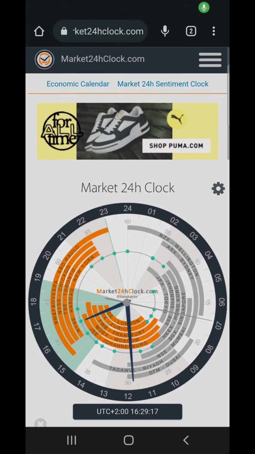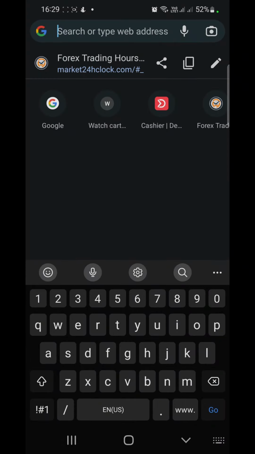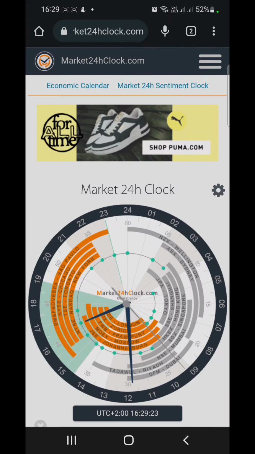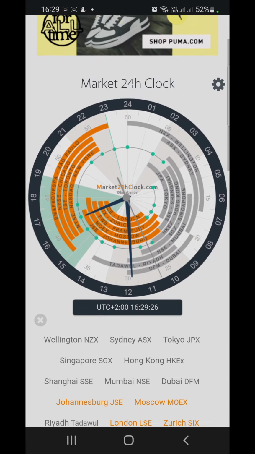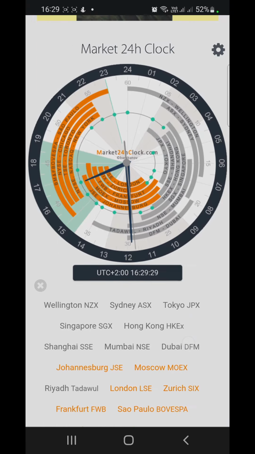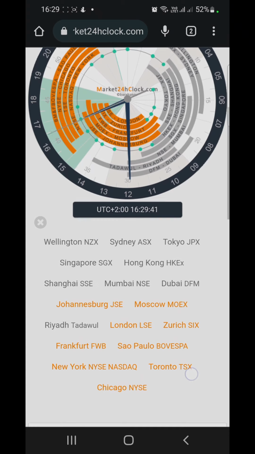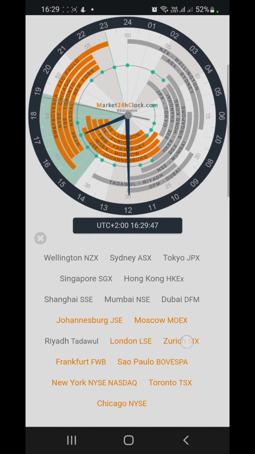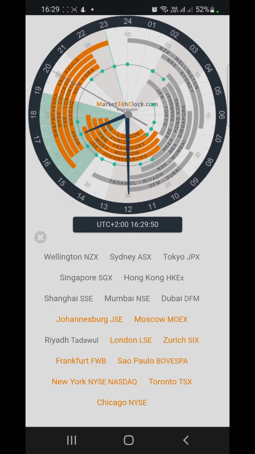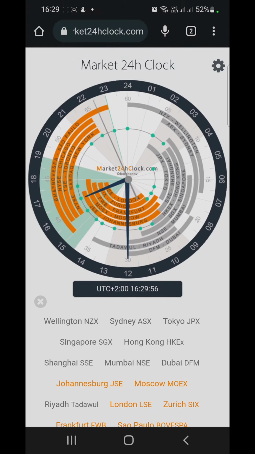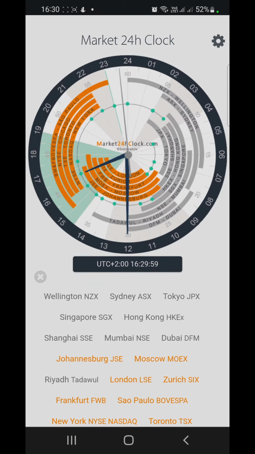Now, as you can see, ladies and gentlemen, I use the market 24-hour clock. I'll write the link in the description below. I use the market 24-hour clock to check exactly which session is still awake. As you can see here below, the markets highlighted in the same color as the highlight on the clock itself, in orange, are also highlighted on the 24-hour market clock, meaning those markets are awake.